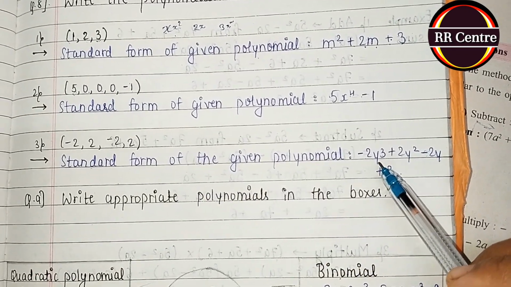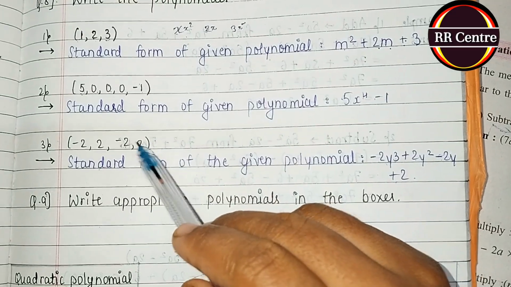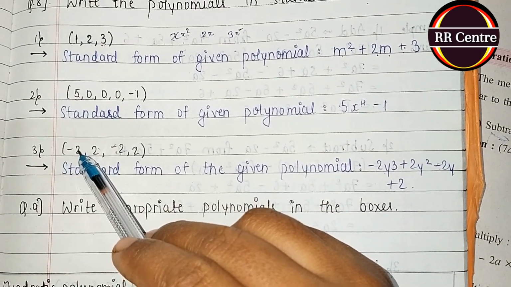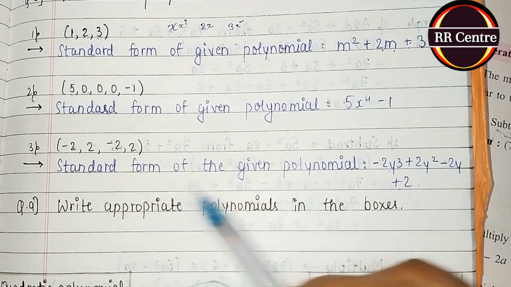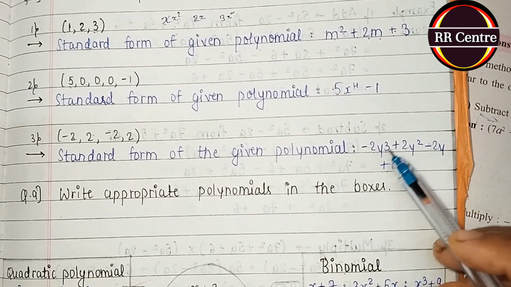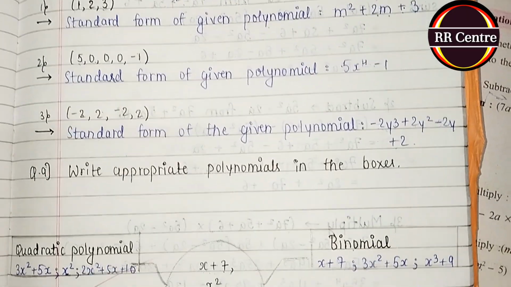So you can write as it is minus 2y cube. Start from the 0, 1, 2, 3. तो y raised to, या आप कोई भी variable ले सकते हैं, ऐसा कोई depending नहीं है कि only y लेना है. You can choose any one letter. So minus 2y cube plus 2y square minus 2y then plus 2.